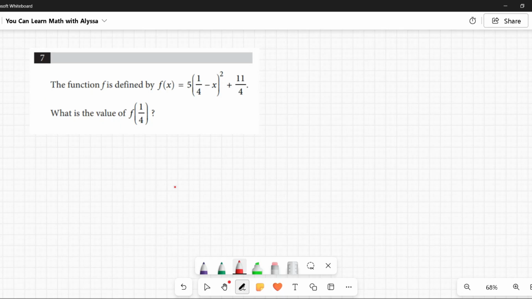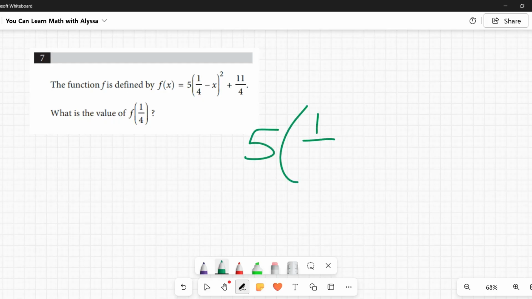Number 7, the function f is defined by f of x equals 5 times (1/4 minus x) to the power of 2, or squared, plus 11/4. What is the value of f of 1/4? Very similar to the previous problem where I said if they ask what is f of 50, you just plug 50 in. Here, the very next problem, we're getting something just like that. When they give you a function and then they say, what is the value of f of a number? All they're telling you to do is look at your function, and I'm going to rewrite it here.